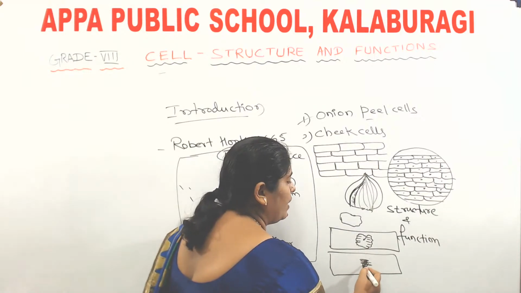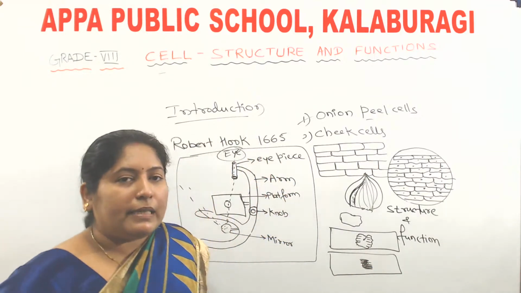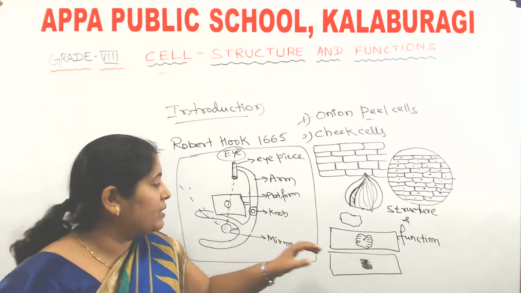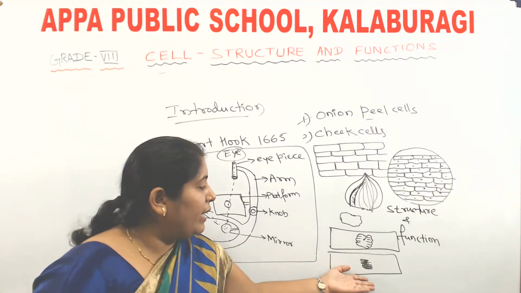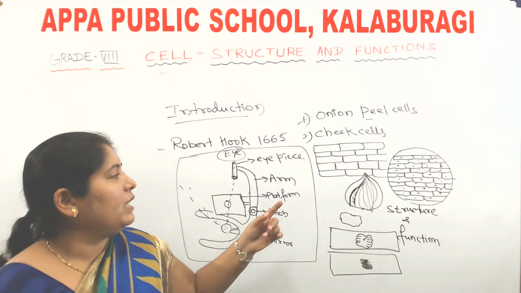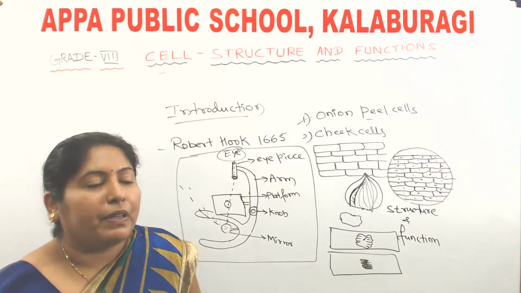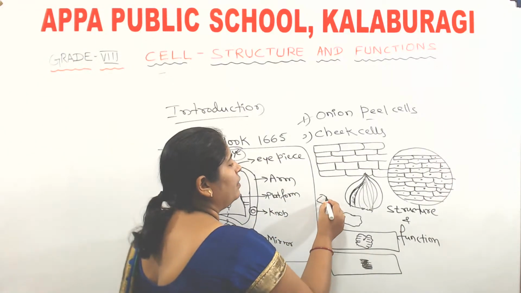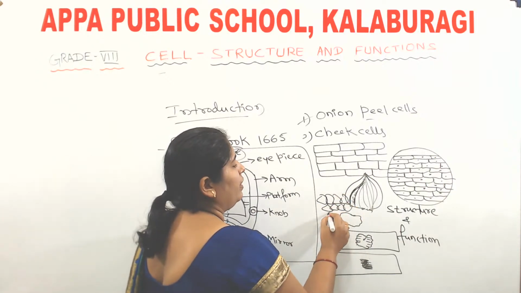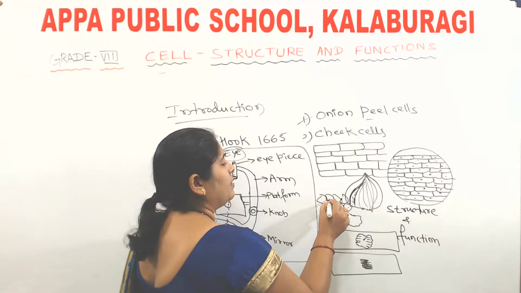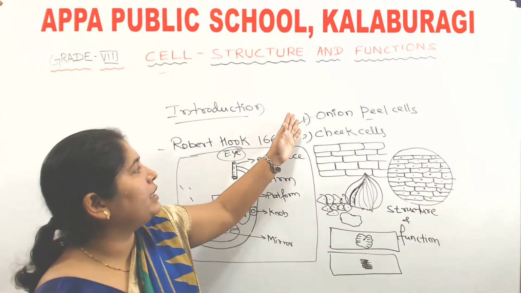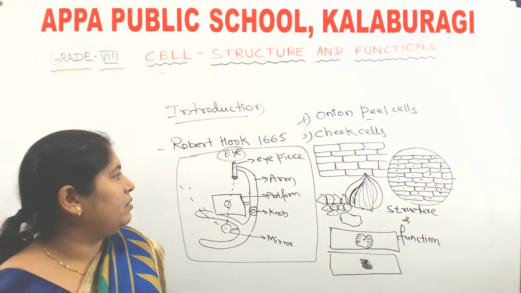Spread these cells evenly upon the slide. Spread the cells with the needle evenly upon the slide. Now take this slide and observe under the microscope. There also we will get a kind of cells. Cheek cells will look like this, with a nucleus in it. So these are the activities which we have to do.